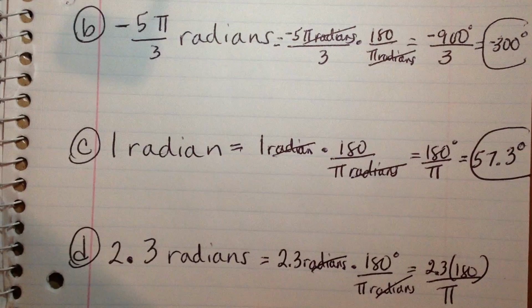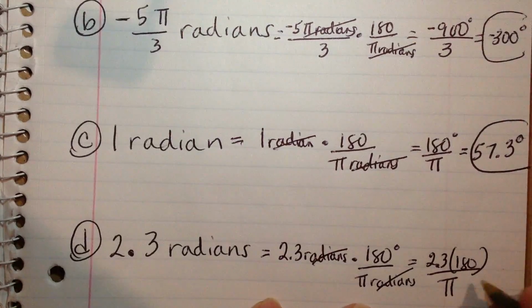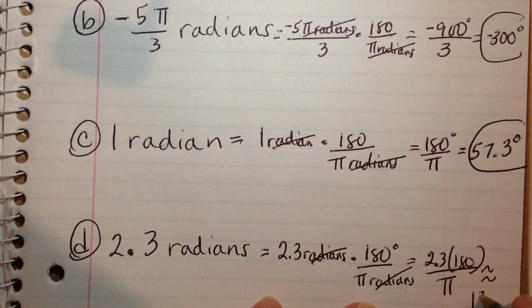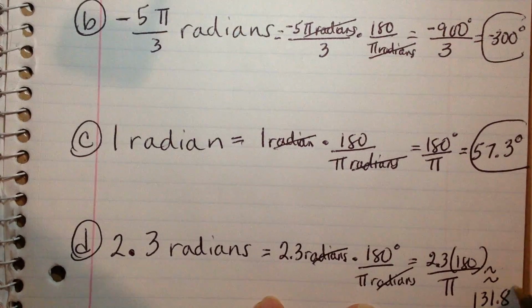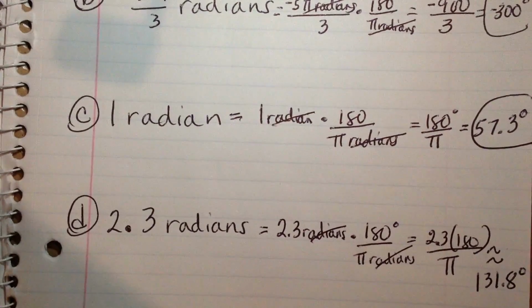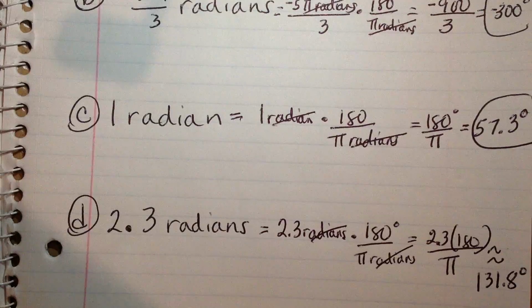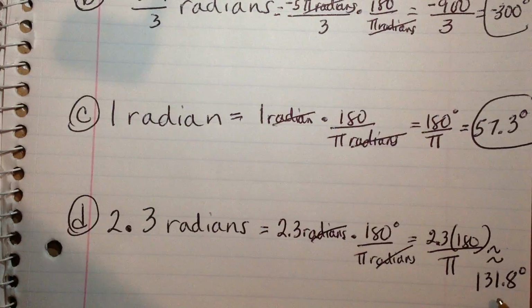And this is where you would use your calculator. You'd multiply 2.3 times 180 and divide it by the pi button, and you would get approximately 131.8 degrees. So again, punch in your calculator 2.3 times 180, and then divide it by the pi button on your calculator. Find your pi button. And you end up with 131.78, but if you round it to the nearest tenths, it would be 131.8.